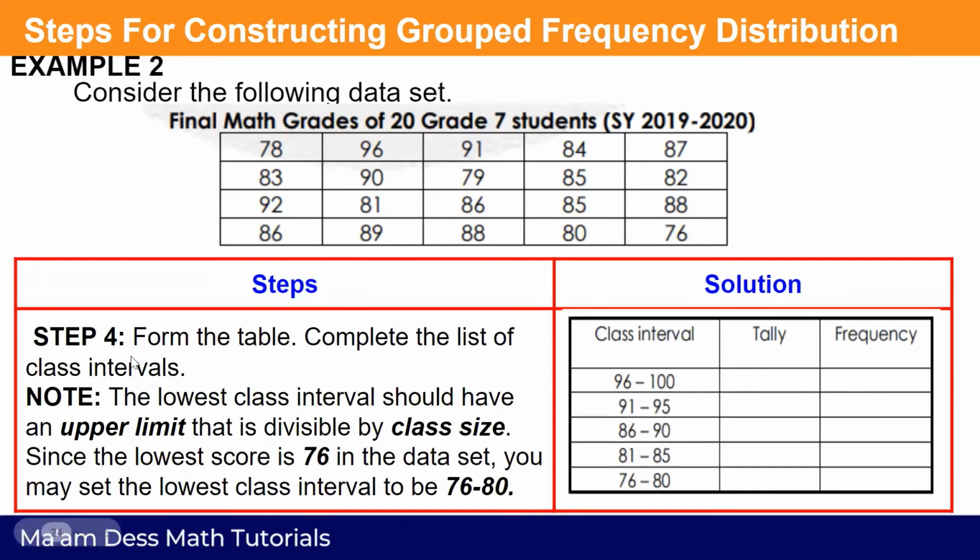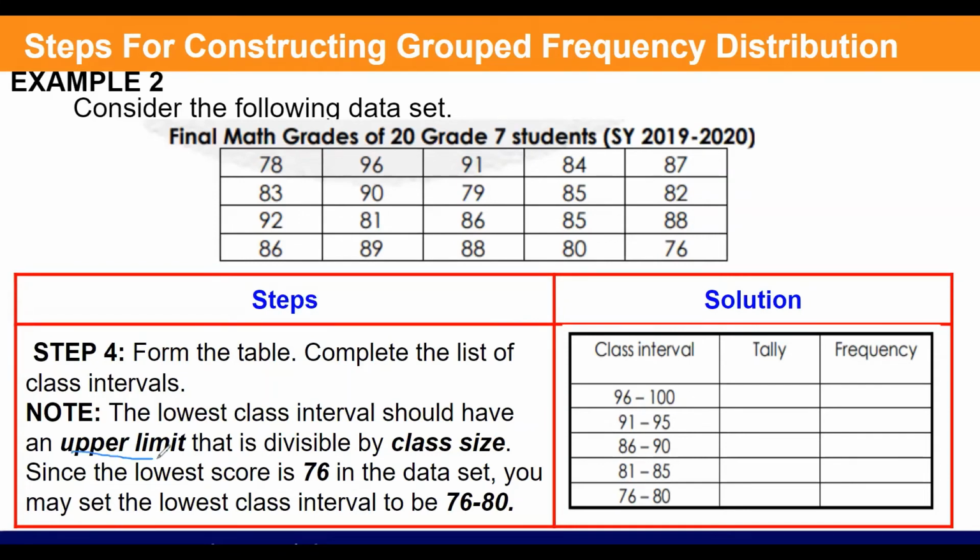Okay, next, step 4. From the table, complete the list of class intervals. Ayan. So, gagawa na po kayo ng class interval. So, eto yan. Next. Note, the lowest class interval should have the upper limit that is divisible by class size. So, ang class size natin kanina ay 5, di ba? And then, since we have the lowest score na 76, so in the data set, you may set the lowest class interval to be 76 to 80.